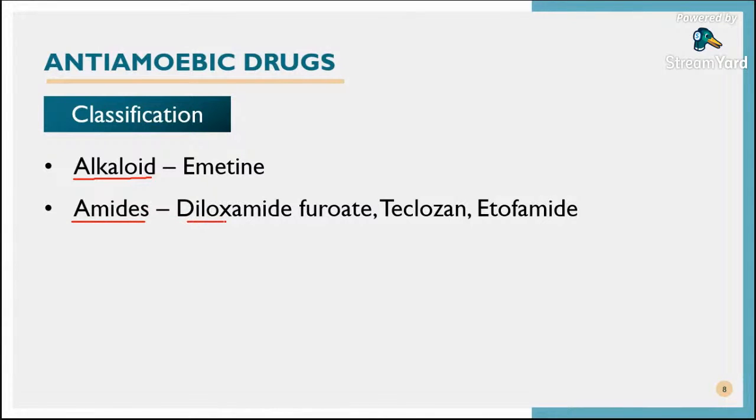For example, diloxanide furoate, teclozan, and etofamide. So these are the examples of amides. Amides means what? These drugs have the amide functional group in their structure. But as per the syllabus of second year diploma pharmacy, you need not study the structure of these drugs, but according to their structure, they are classified as amides.